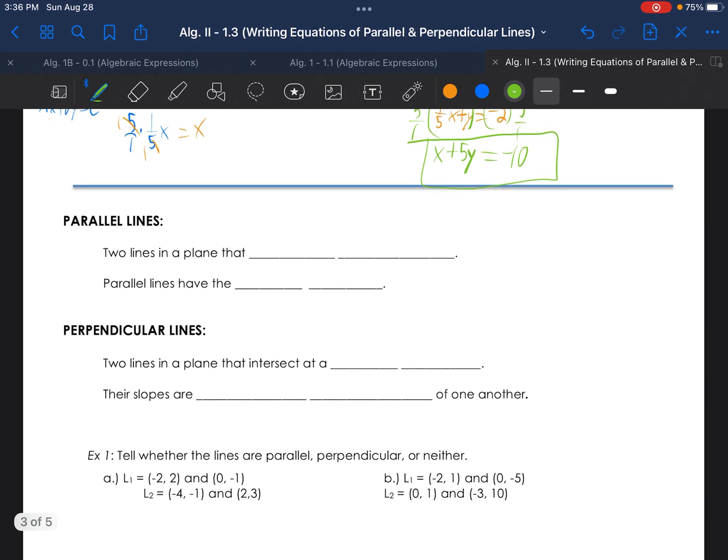All right, on to the new stuff today. So, parallel lines. Parallel lines are 2 lines on a plane. Remember from geometry, plane is just where everything is. So lines, rays, shapes, whatever. So 2 lines in a plane that never intersect, aka they never touch. And parallel lines will always have the same slope.